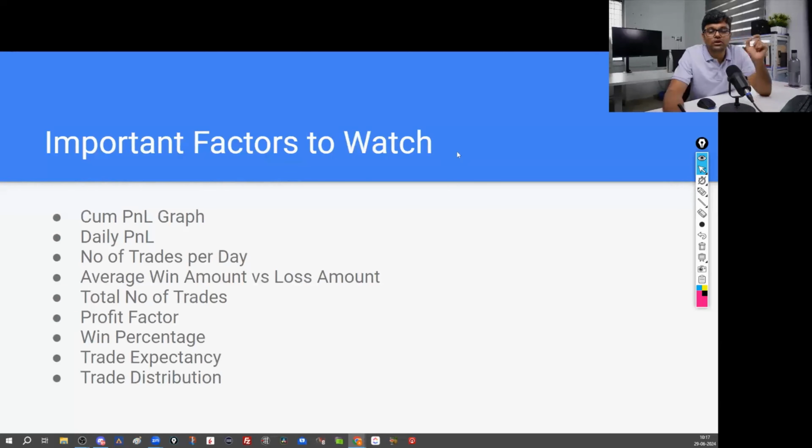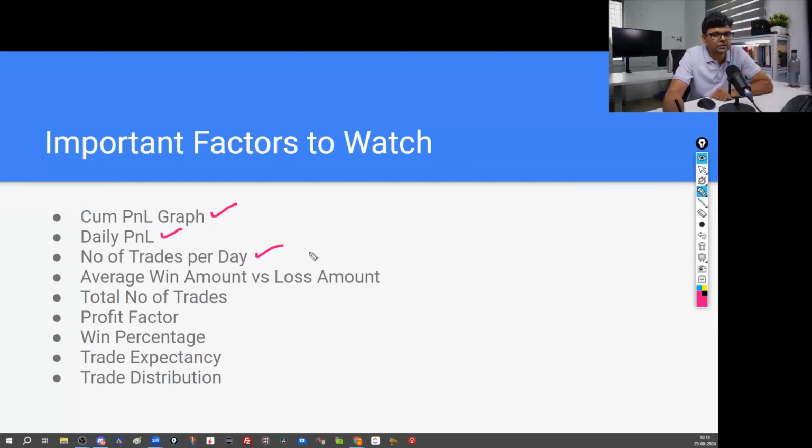What are the important factors, or in other words, data points to watch? This is where the rubber meets the road. All right. Pay close attention. This is going to change your life. First, cumulative P&L graph. Everyone knows about this. Daily P&L, we do track this. Number of trades per day.